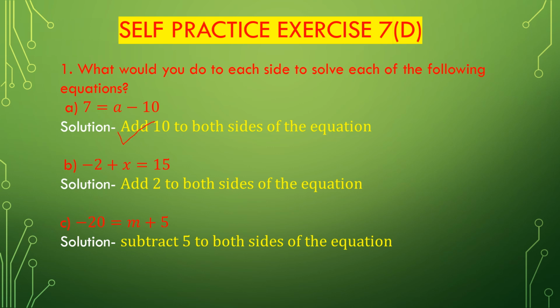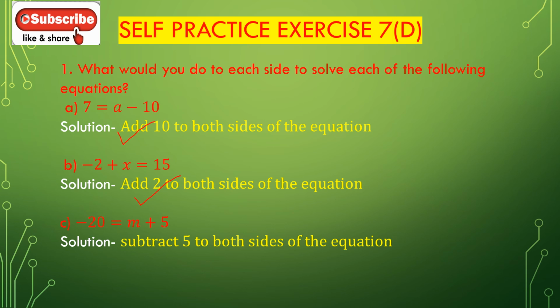B, minus 2 plus x equal to 15. Here minus 2 plus x equal to 15 is given and on left hand side minus 2 plus x. So here minus 2, so inverse of minus 2 is plus 2. So you have to add 2 to both sides of this equation to solve the value of the variable x. So add 2 to both sides of this equation.